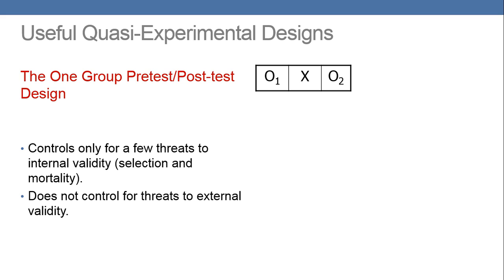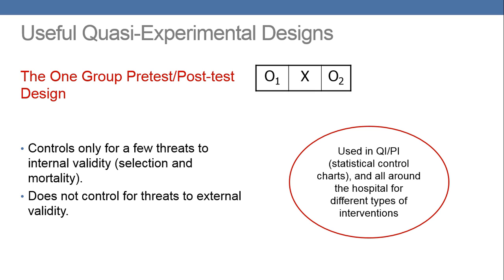So the first quasi-experimental design I want to talk about is a pre-test, post-test design, the one-group pre-test, post-test design. This is most often used in quality improvement and process improvement. And in fact, this is the foundation of statistical control charts. You're not selecting one group, you're just accepting the group that comes to you. You're doing something different to that group, and you're testing them afterwards, or you're testing the situation afterwards to see if you've made a difference.